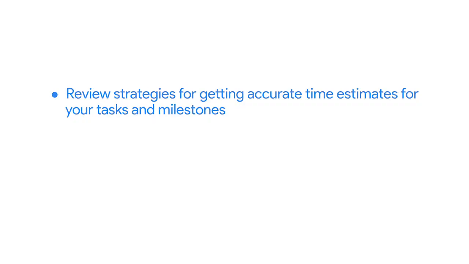Hi again! In the last few videos, you learned how to identify project tasks and milestones by analyzing project documents, conducting online research, and having conversations with teammates, stakeholders, and subject matter experts. In this video, I'll review some strategies for getting accurate time estimates for your tasks and milestones. Then, in the upcoming activities, you'll analyze supporting materials and apply strategic thinking to get estimates for the Sauce and Spoon tablet project. Let's get started.